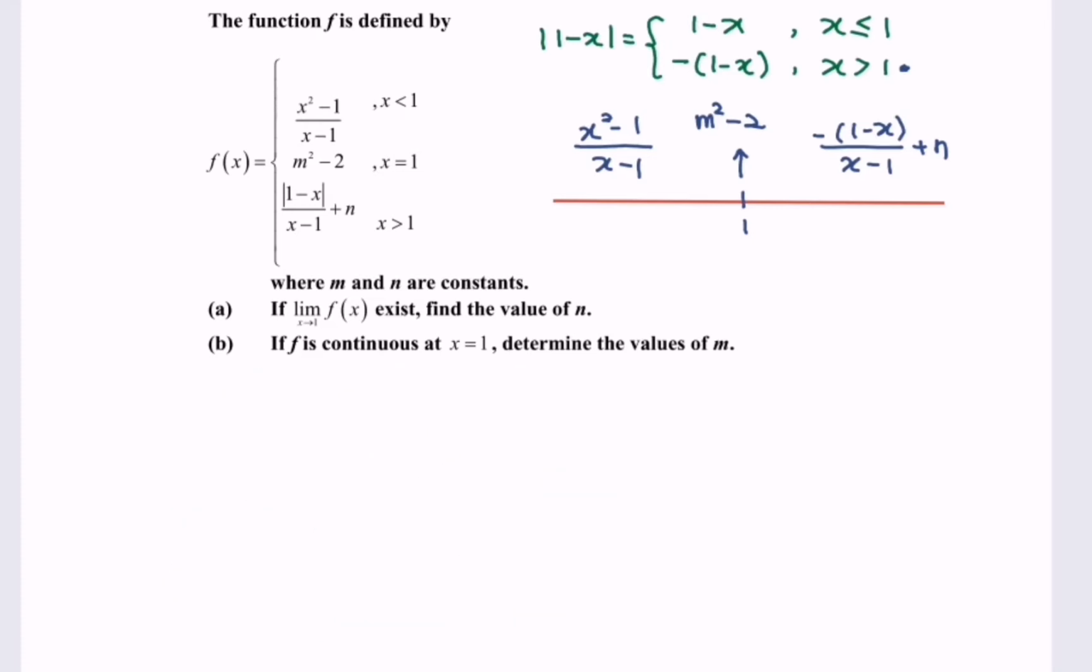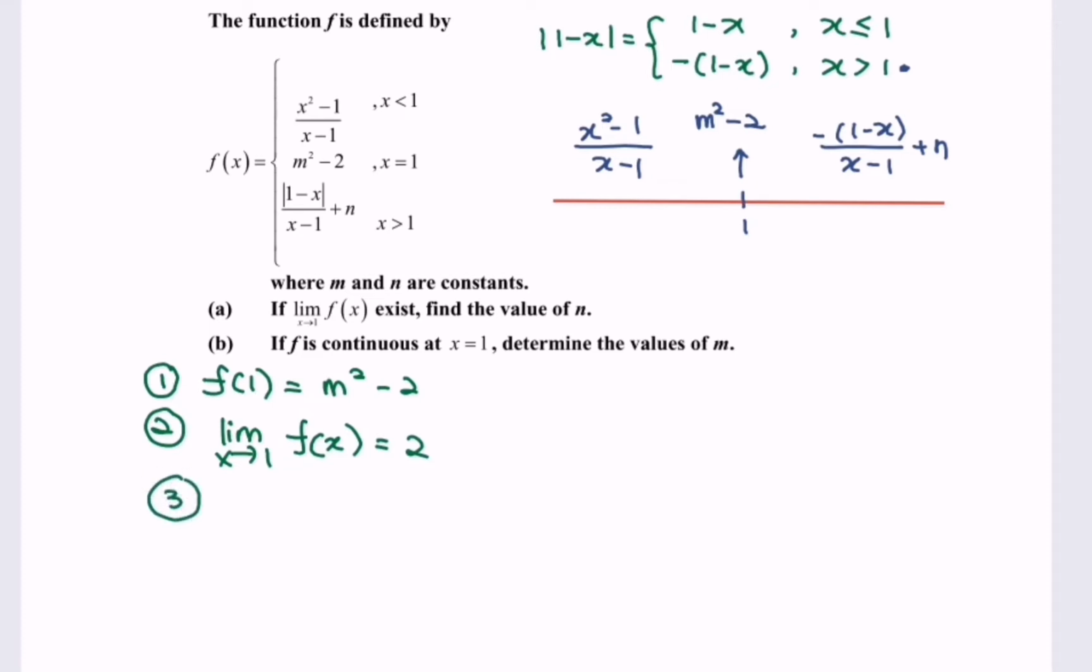B. If f is continuous, it means that it fulfills the conditions. Condition number 1, we have f(1), which equals m squared minus 2. Second condition, the limit exists as x approaches 1 for the function f(x). Previously, we already know the value is approaching 2. Condition number 3, since the question said f is continuous at x equals 1, it means that the limit as x approaches 1 of f(x) is equal to f(1). So in here, we can see that 2 equals m squared minus 2.